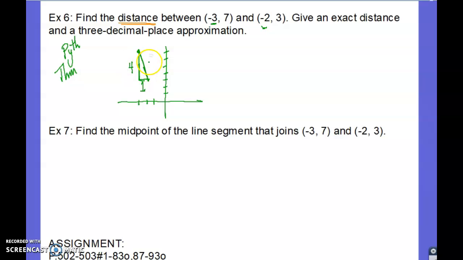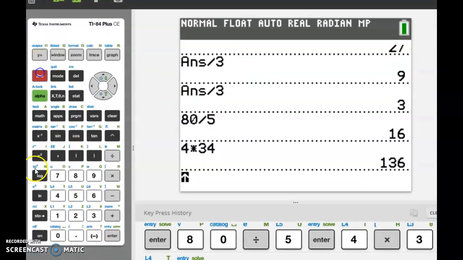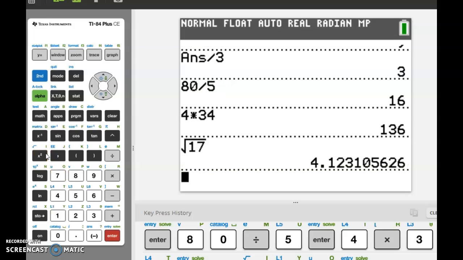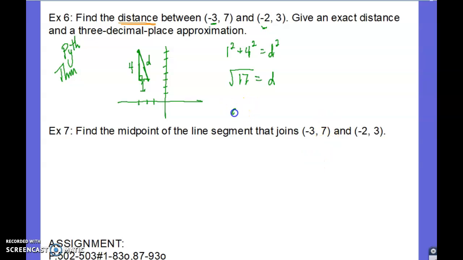So if I'm asking you for this distance, I'll call it d, it's actually the hypotenuse of a right triangle. It's pretty straightforward for students to recognize it's 1 squared plus 4 squared is equal to the hypotenuse squared. So what we have is 1 plus 16 is 17, and to solve a square problem, use square root. And just go to your calculator and hit the square root of 17. And you get your 3 decimals, 4.123. So the distance is about 4.123.